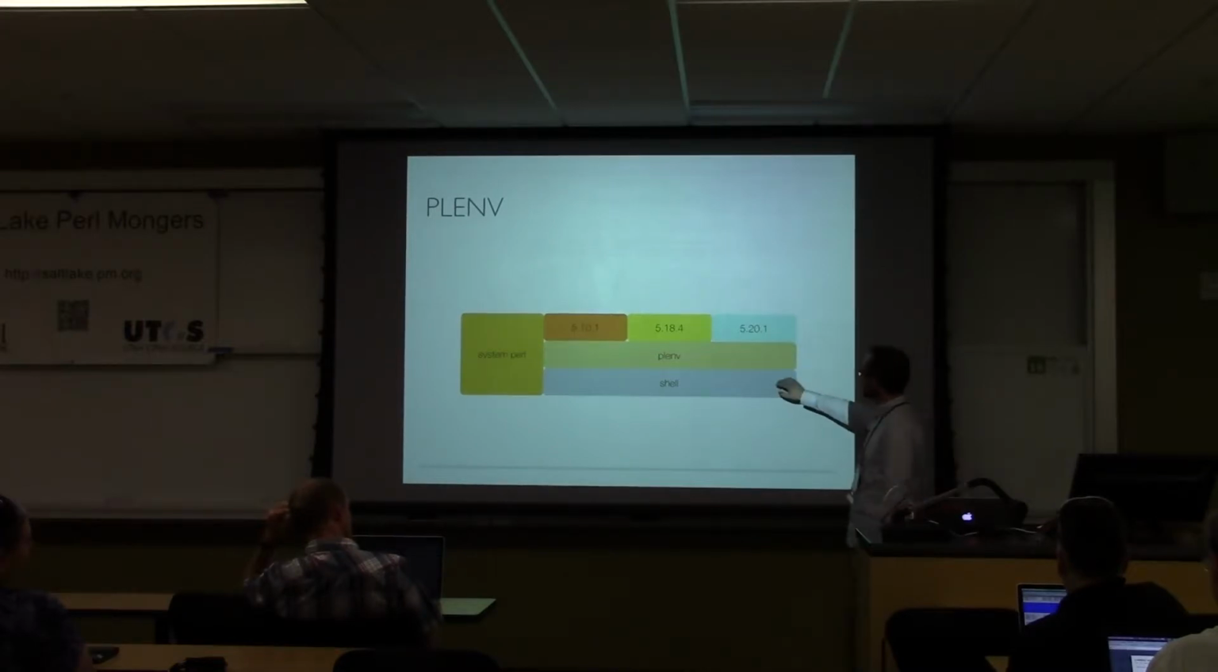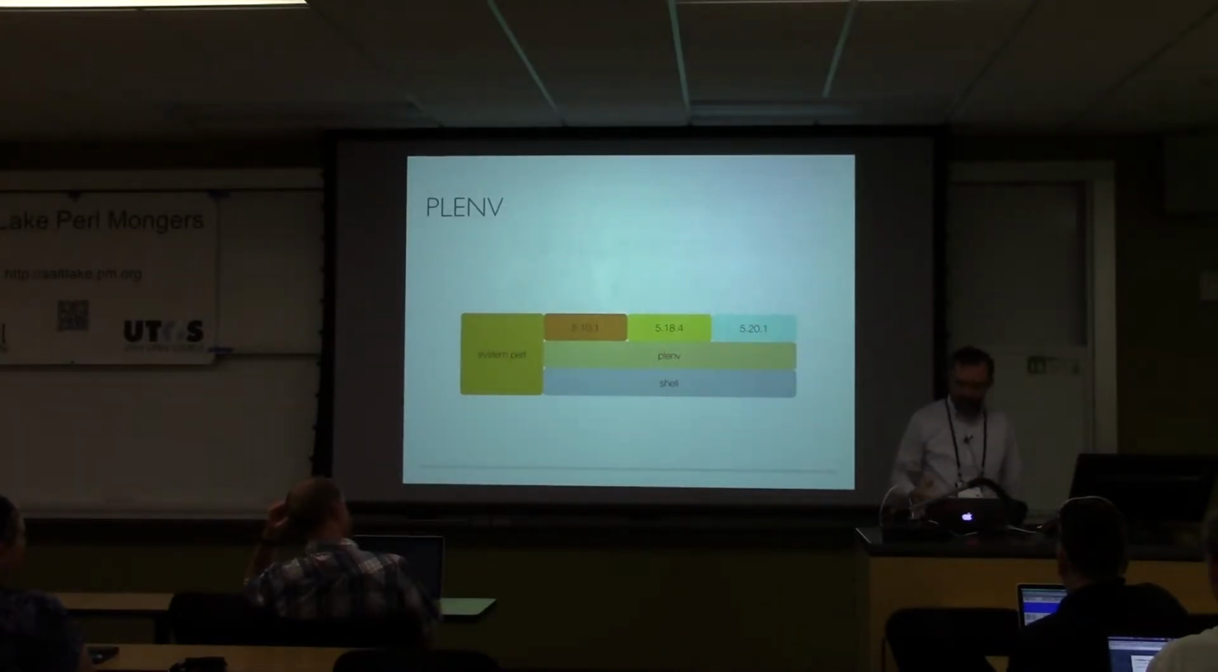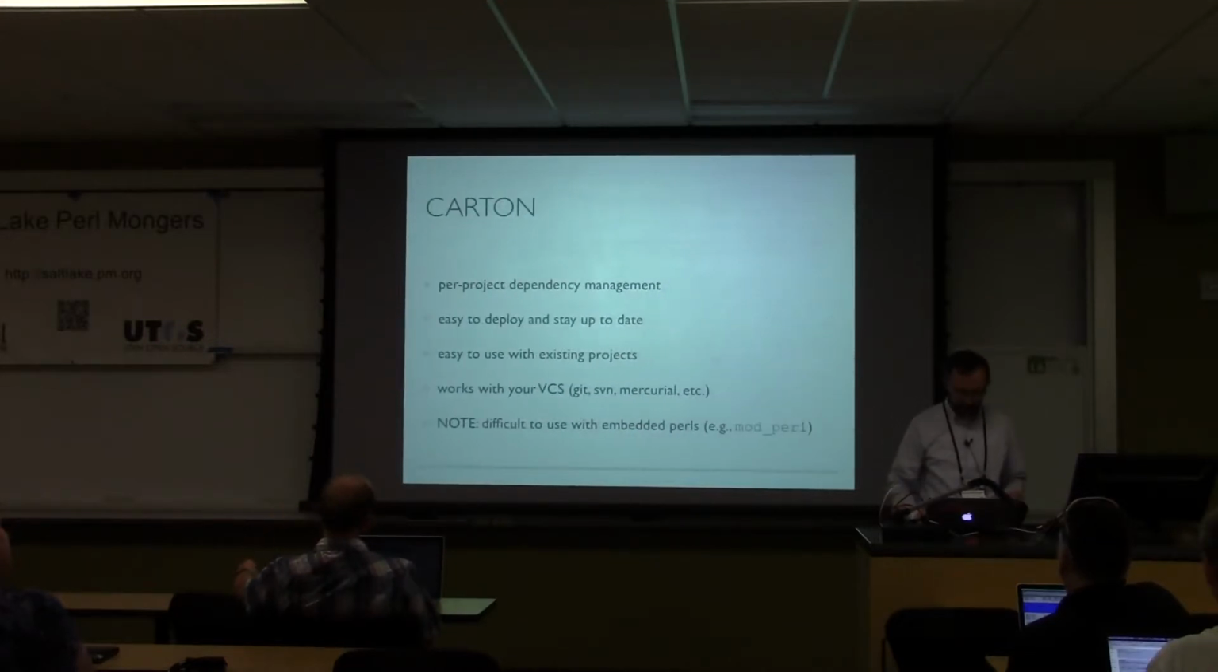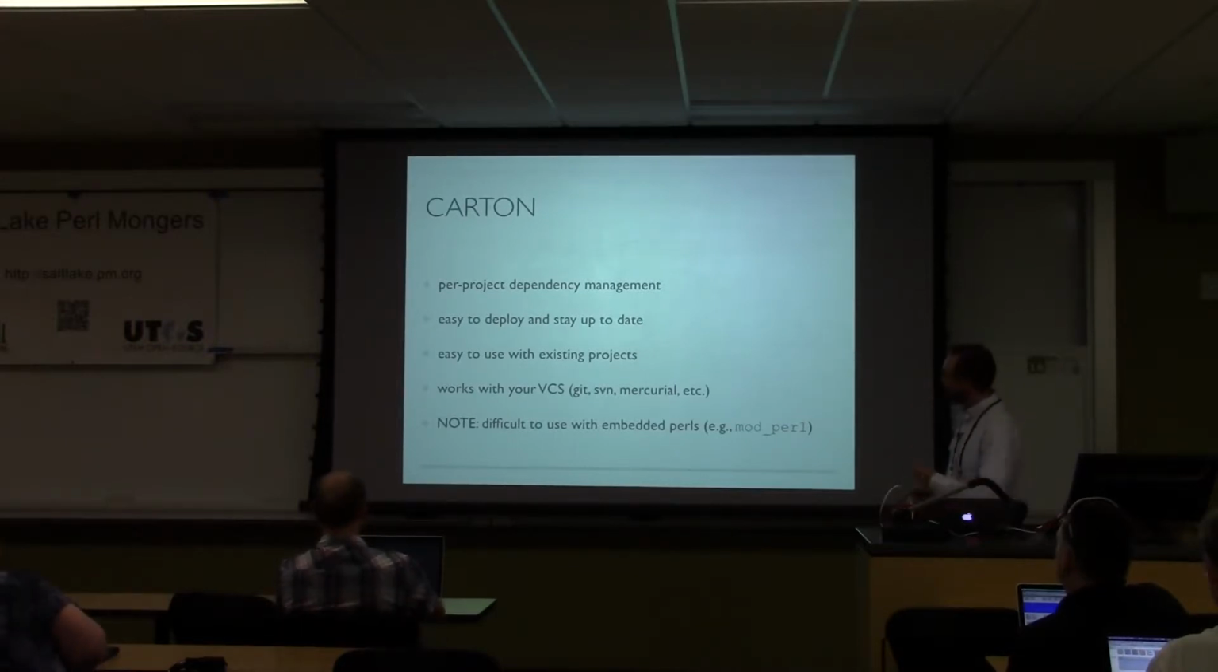So plenv works like this. It interrupts your shell, kind of like perlbrew does, and on top of that, it has its own. You install the Perl version that you want. This is what it gives you. You get per project dependency management. It's very easy. Oh, we've moved on to Carton. Sorry.